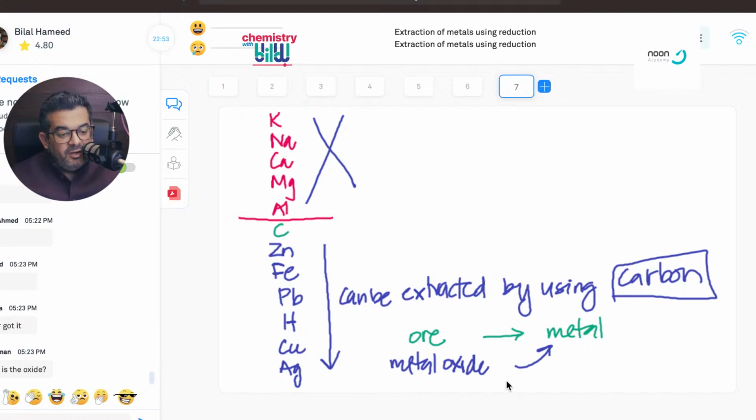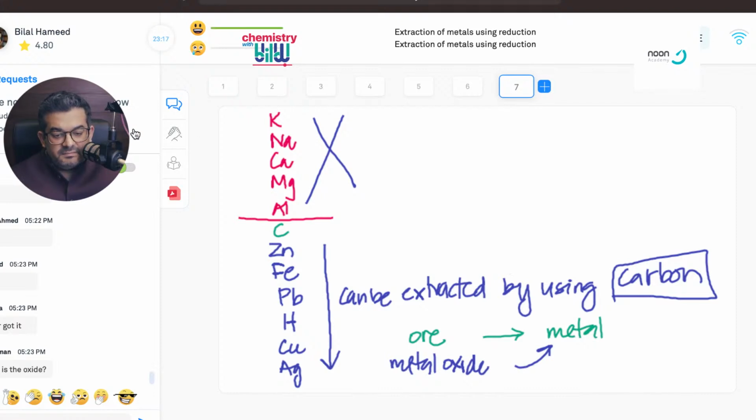Ore can be a metal oxide. Ore means how we find them in everyday life, in the impure form. They are generally carbonates or oxides. All right, so far okay.